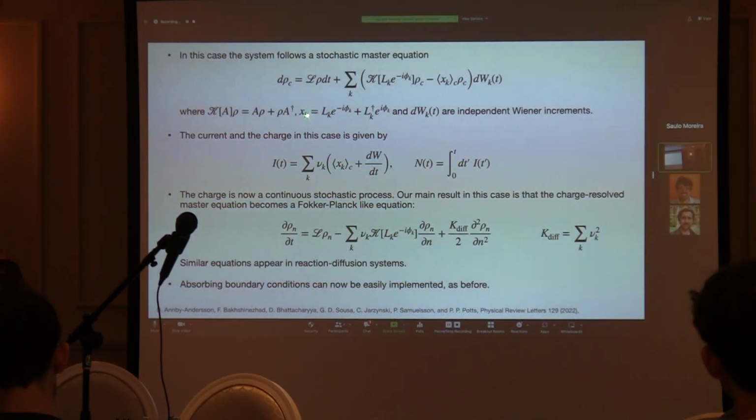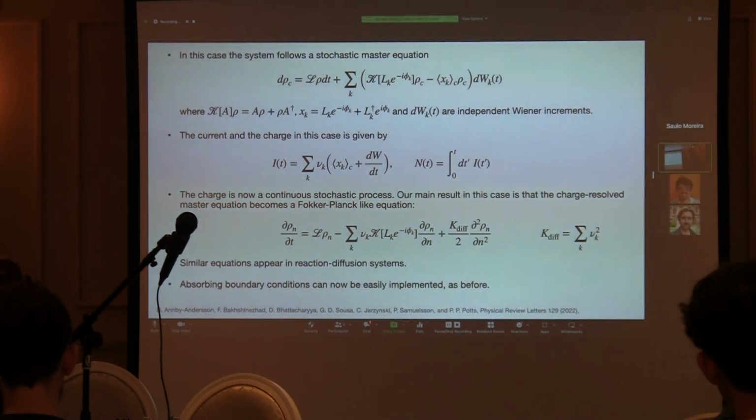this operator X, which is L plus L dagger with phases phi that you're free to adjust. So the current is a weighted average of these X_k, and with these dW_k dt, oh, there's a k mixing here, sorry. These dW_k dt are just the Wiener increments. So in this case, what we showed was that you can still define a charge resolved master equation, but your little n here, or your current, sorry, is now a continuous stochastic process, right?